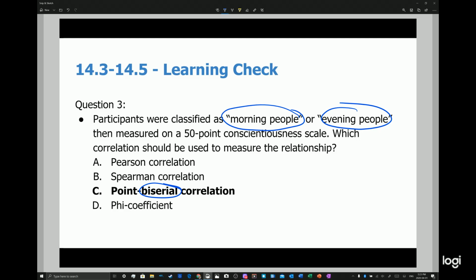You might predict, oh, if they're morning people, they're more conscientious, maybe. Or you could say the other way around. But again, you would use the point-Biserial correlation to test this.